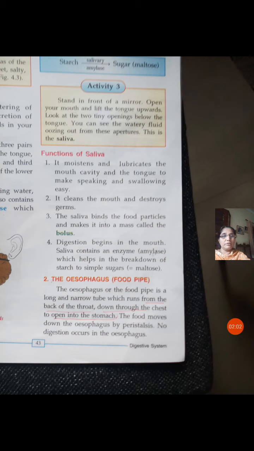Then the food is again a bolus. You know that the saliva helps the food items stick together, and the bolus, or ball-like structure, moves down through the esophagus. The esophagus is the food pipe. No digestion takes place in the esophagus. Digestion starts only with the saliva in the mouth, but when food passes through the esophagus, no digestion takes place.